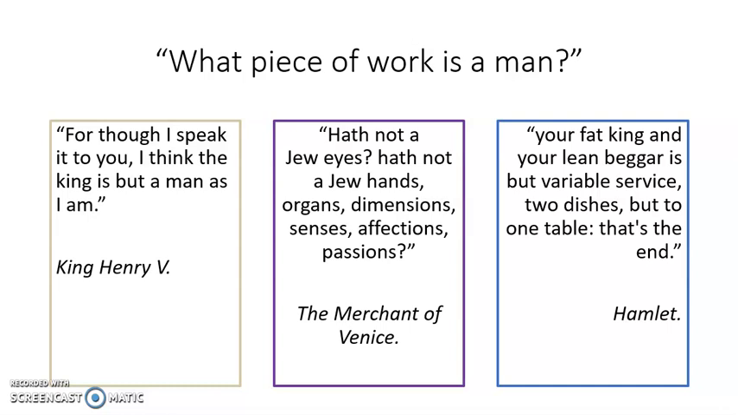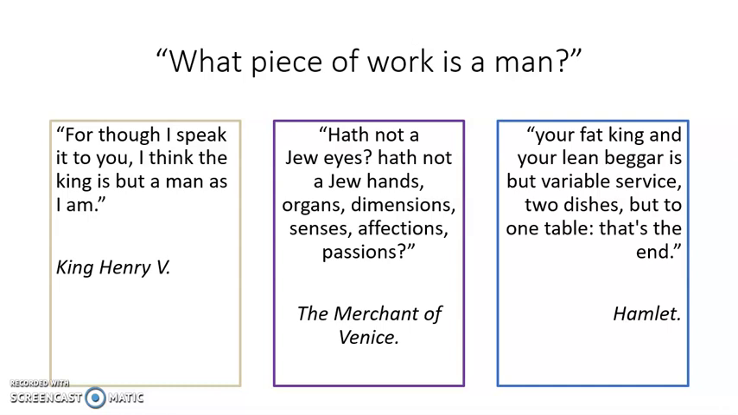And then in Hamlet, which is the apotheosis of humanism and humanistic philosophy in Shakespeare's work, he says, "Your fat king and your lean beggar is but variable service, two dishes but to one table, that's the end." So in this, Hamlet is discussing the fact that in the end we all die, and in the end we are all going to be eaten by maggots. And so whether you're a king or you're a beggar, it doesn't matter, because we all suffer death, and that is the most human thing that happens.